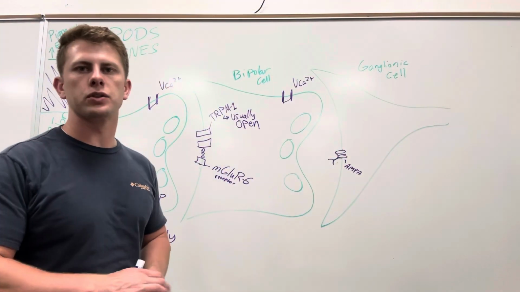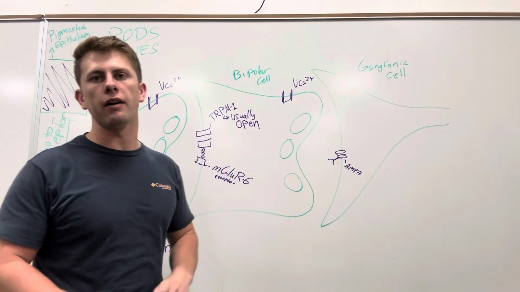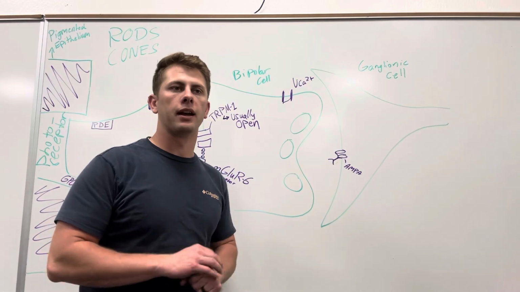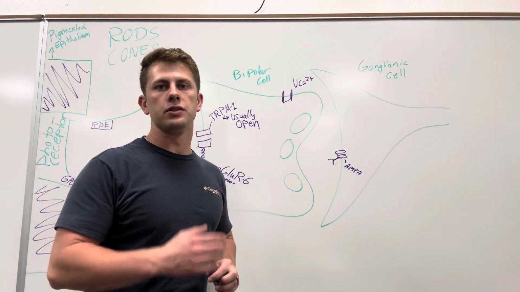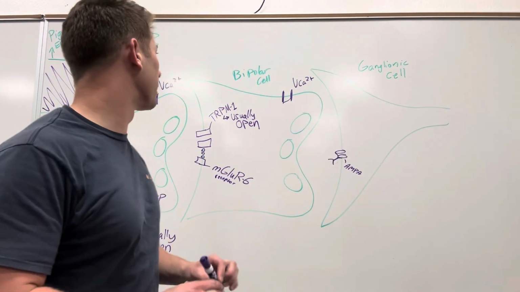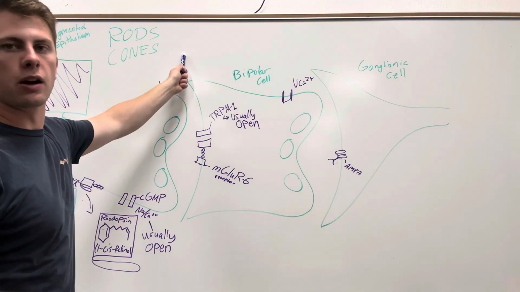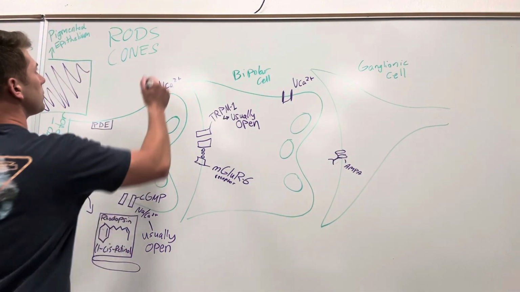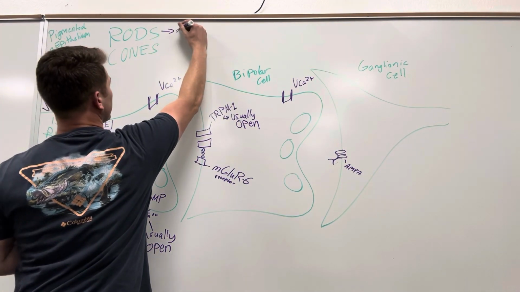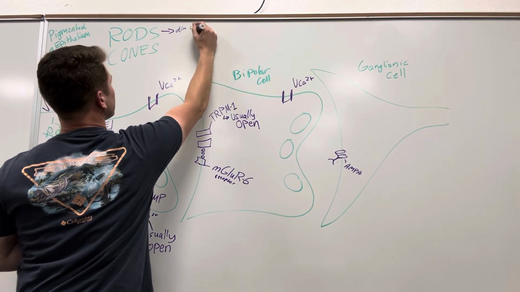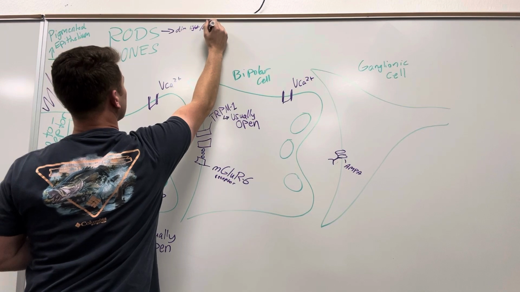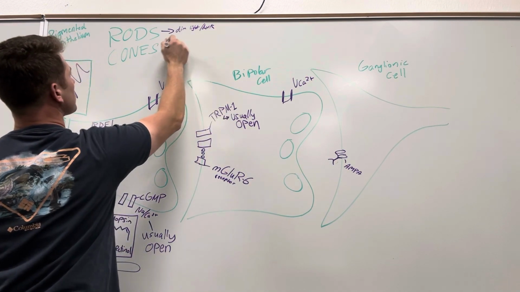Now we're going to talk about two different types of photoreceptors that we have in the eye and how they convert light into action potentials sent to the brain. So we have two types of photoreceptors: rods and cones. Rods are for our dim light and dark, and cones are for our color.